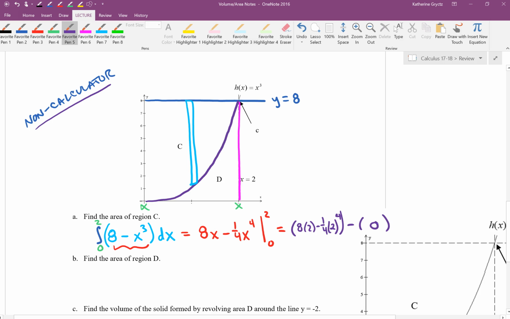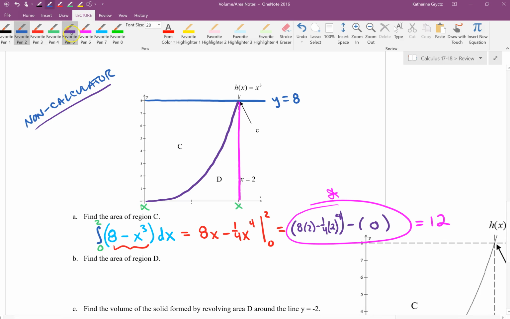My point with this is, if it's free response and they take a calculator away from you, this is a fine answer. This is no more wrong or right than the answer that you simplify down to 12. Those are equivalent answers. If you can't get the 12, that's okay as long as you have this answer, and that's fine. Okay, and then we'll do area D.